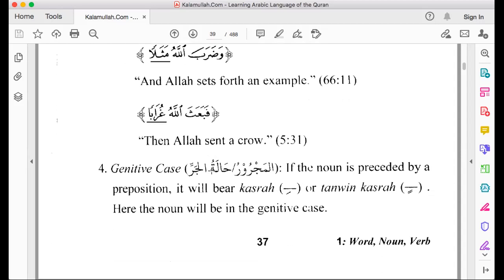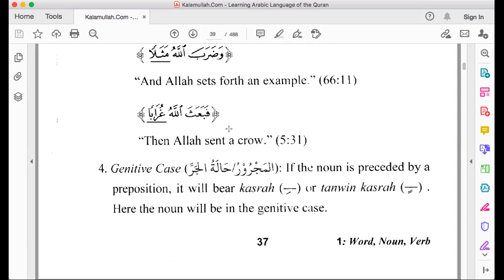It's the object. And then we look at another verse: fa ba'athallahu ghurabana. So sent. Who sent? This is the verb. Who sent? Allah sent. So Allah is the subject. What did he send? He sent a crow. Ghuraban is the crow. See the fatha at the end? It bears a fatha at the end, showing that this is the object.